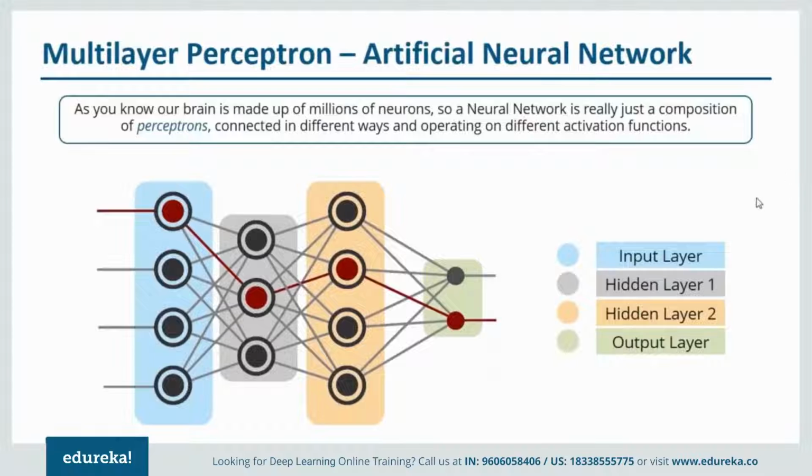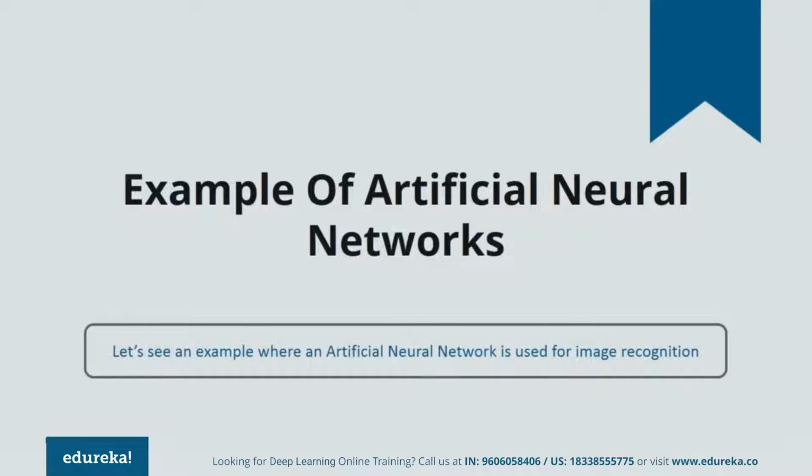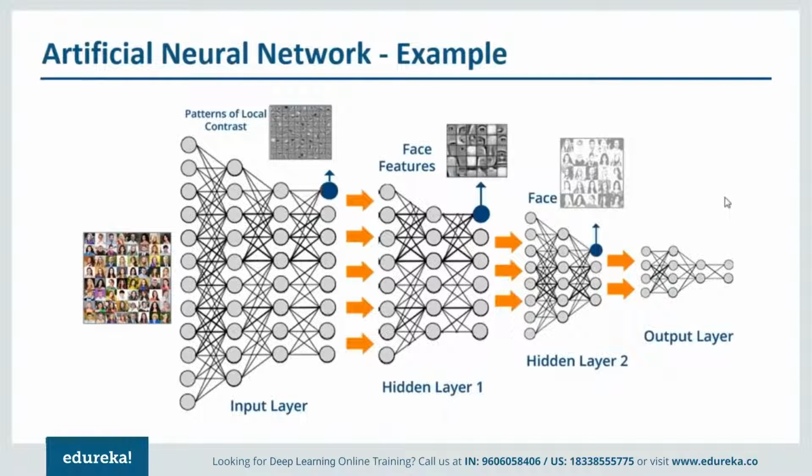Now let me explain this with an example. Over here, I'll take an example of image recognition using neural networks. We feed in a lot of images to our input layer. This input layer will detect the patterns of local contrast and then feed that to the next layer, which is hidden layer 1. In this hidden layer 1, the face features will be recognized. We'll recognize eyes, nose, ears, things like that.